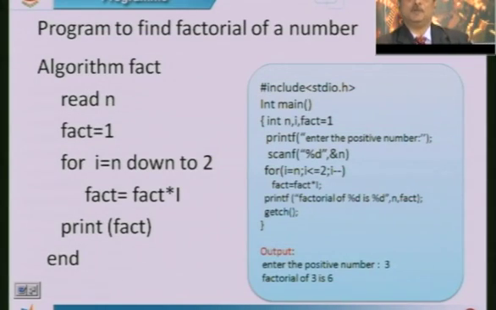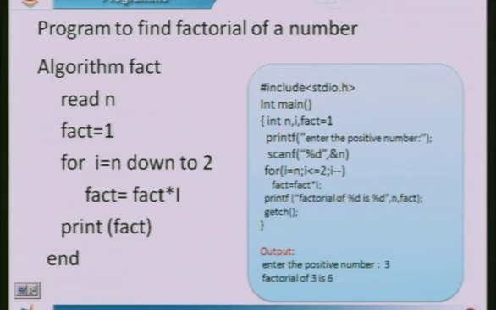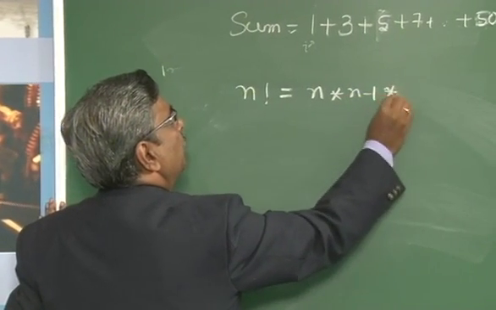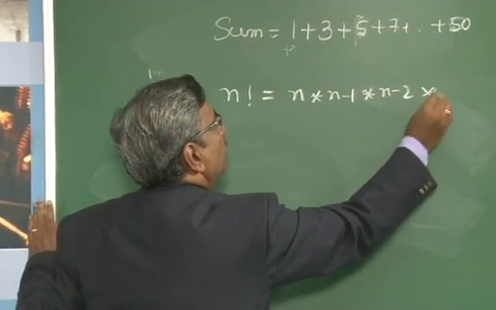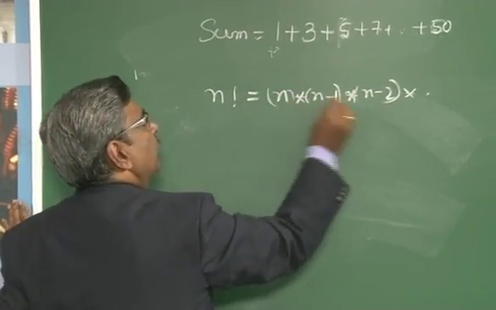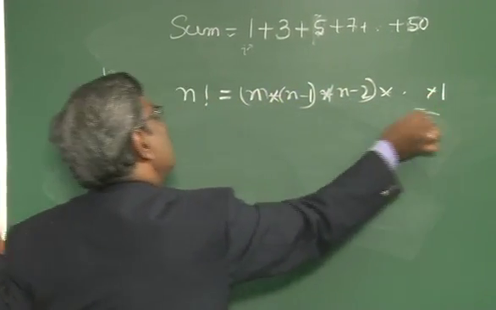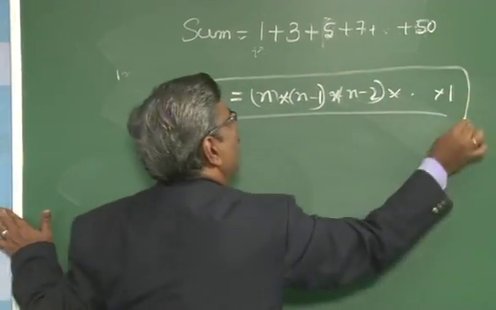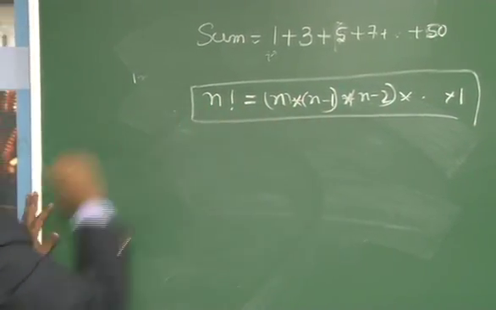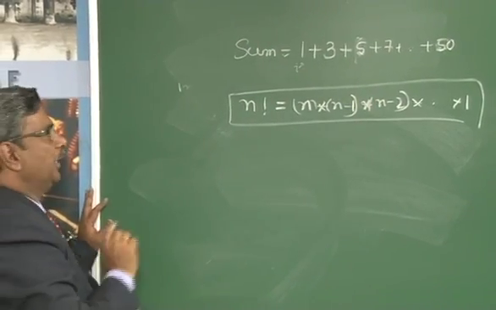Let us understand how to develop the logic to calculate the factorial of a given number. Whenever you say factorial of a number, in mathematics you are familiar, n factorial is equal to n into n minus 1 into n minus 2 up to 1. So this is the general formula, you are all familiar, or 1 into 2 into 3 up to n. When you multiply, you get the factorial.